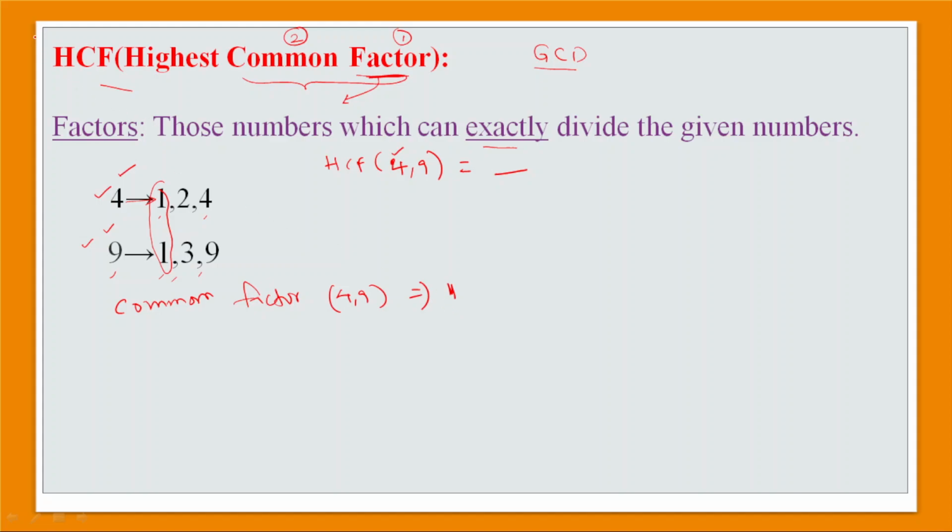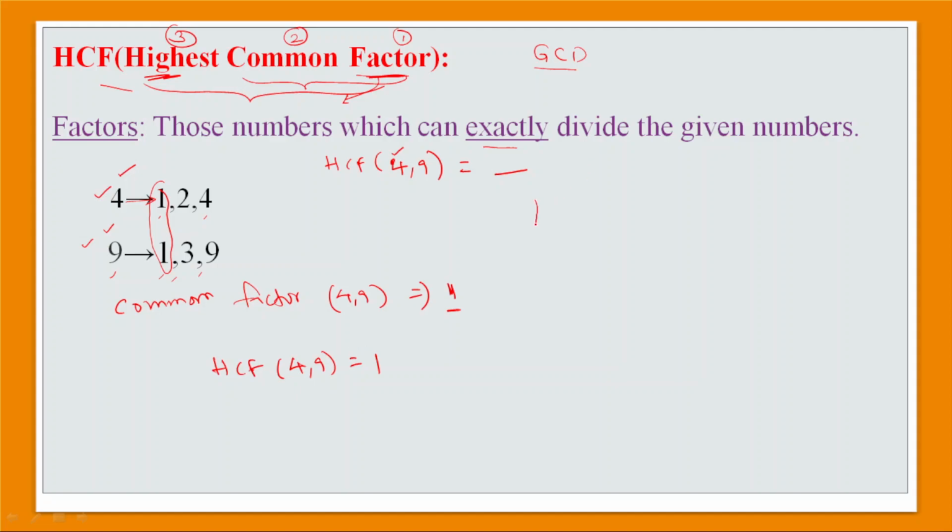Next, I need to go for the highest. This one I'll take as the third step. So I need to choose the highest common factor. Here I am left with only one factor that is common in 4 comma 9. So the HCF of 4 comma 9 will be 1 only.